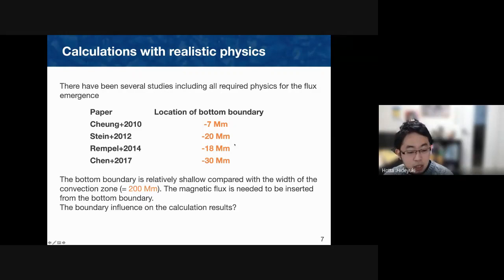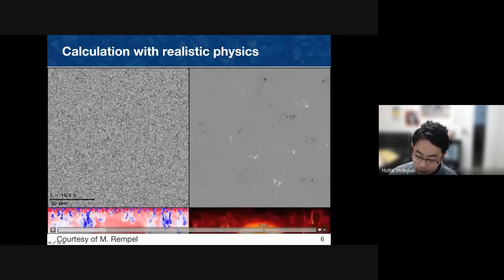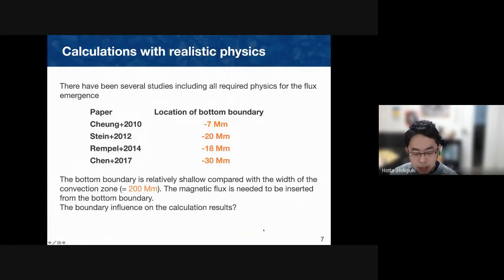the bottom boundary is relatively shallow compared with the depth of the convection zone, which, as I explained, is 200 megameter. So magnetic flux needs to be inserted from the bottom boundary. As I showed, they need to input the magnetic flux from the bottom boundary. So the purpose of this study is to investigate the possible boundary influence on the previous calculations.